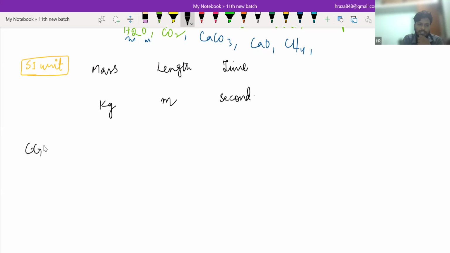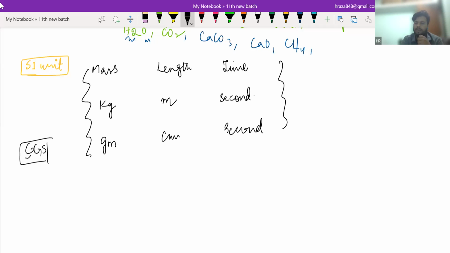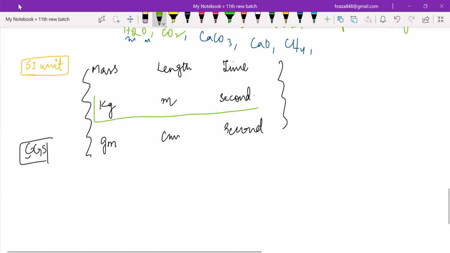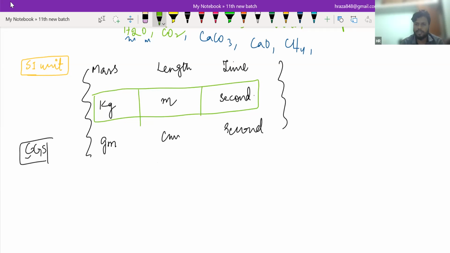Also, if you are going for CGS units, mass is in gram, length is in centimeter, and time is in second. This will come up in physics frequently, but the SI unit will be very helpful for us in chemistry. Now, there are some terms which are very important in chemistry: mass and weight.